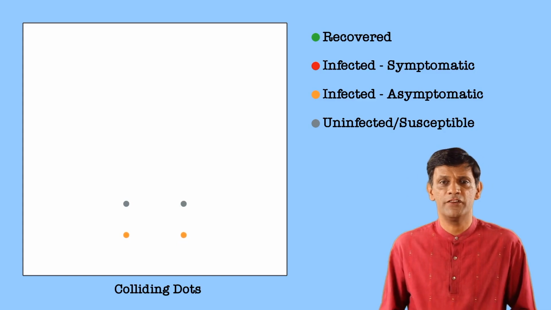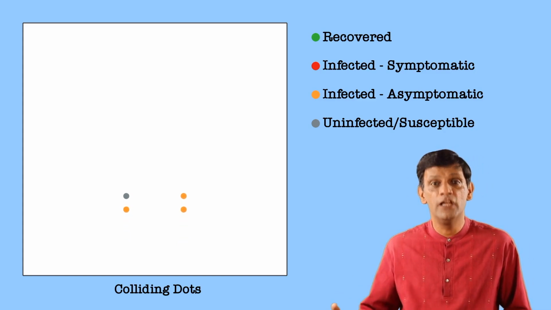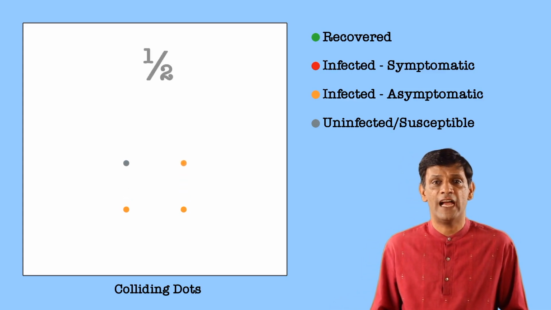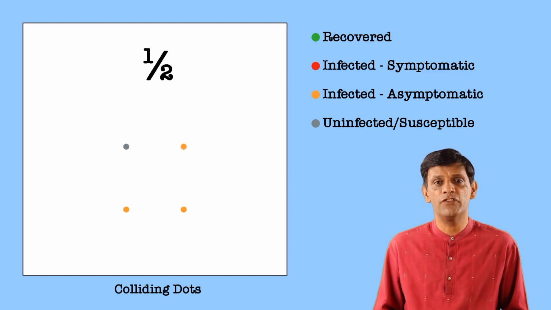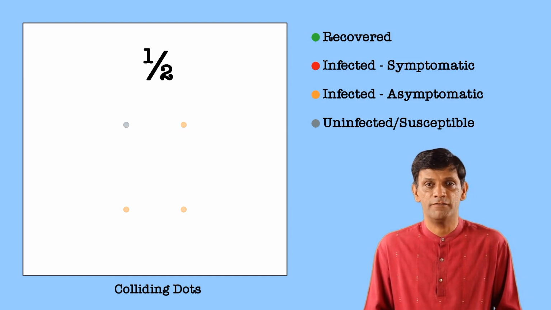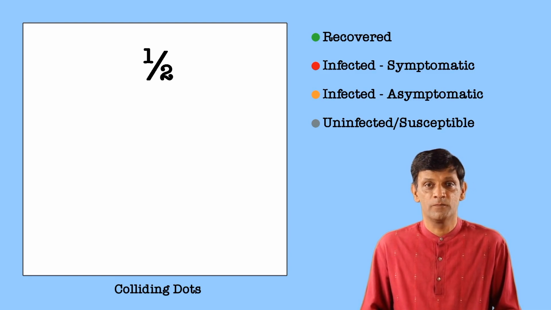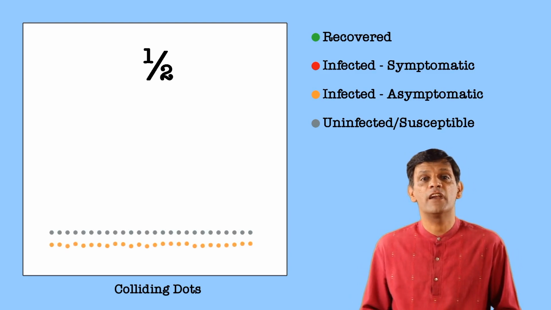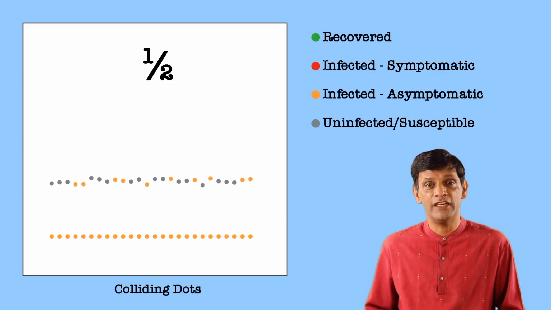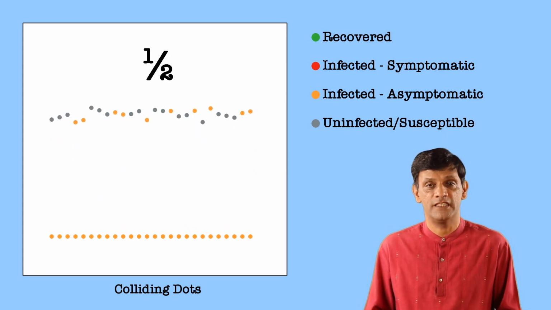Every time two people interact, it's not the case that an infected person passes on the virus to an uninfected person. Therefore, when an orange dot collides with a gray dot, we will change the color of the gray dot to orange with probability 1/2. This makes our system stochastic. What this means is that if there are a large number of collisions between orange dots and gray dots, the gray dots will change to orange about half the time.